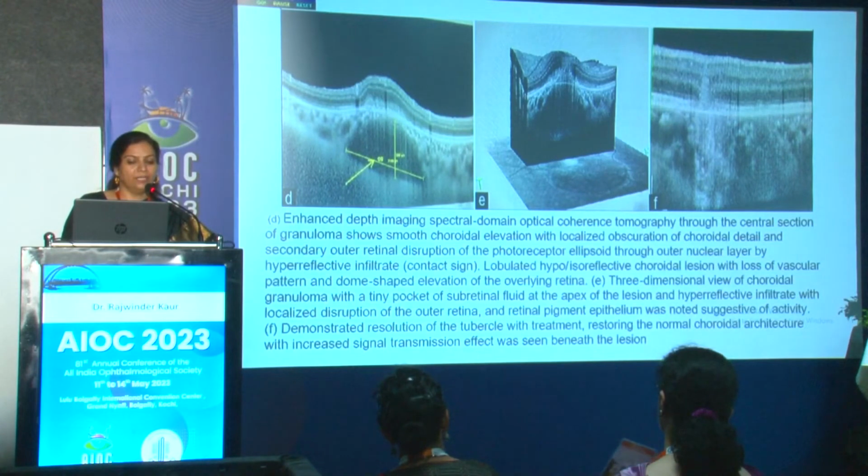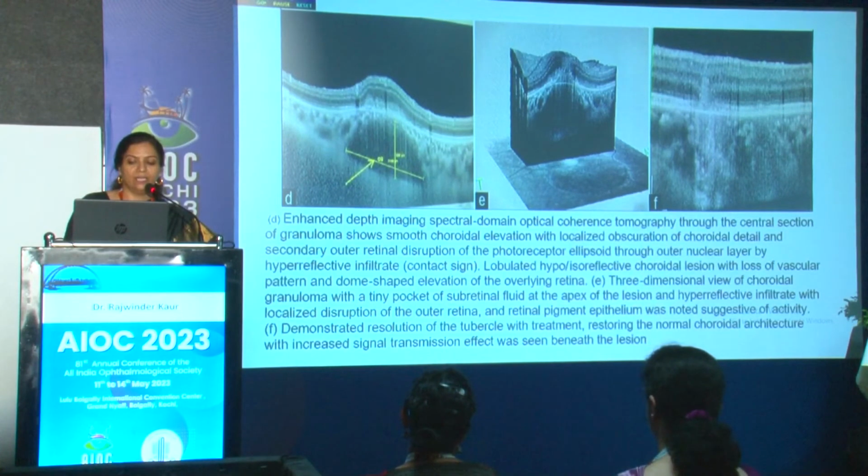outer nuclear layer by hyperreflective material at the contact site, and a lobulated isoreflective choroidal lesion with loss of vascular pattern and dome-shaped elevation of the overlying retina. Three-dimensional view of the choroidal granuloma with tiny pockets of subretinal fluid at the apex of the lesion and hyperreflective infiltrate with local disruption of the outer retina and retinal pigment epithelium was suggestive of activity. Then it demonstrated resolution of the tubercle with treatment, restoring the normal choroidal vasculature with increased signal transmission effect seen behind.